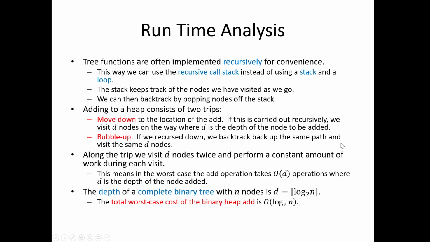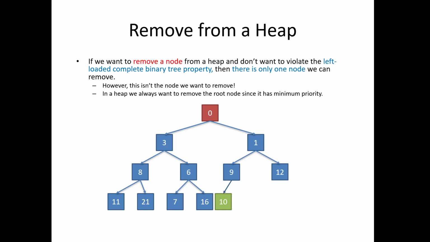Well, let's recall from an earlier video that the depth of a complete binary tree with n nodes, we went and calculated this, is equal to D, which is the floor of log base 2 of n. Now, this, of course, is logarithmic in the number of nodes, meaning that the cost to add an element to a heap with n elements in it is big O of log n, which is a good improvement on order n if that was the cost that we had prior. All right, now let's take a look at removing from the heap.